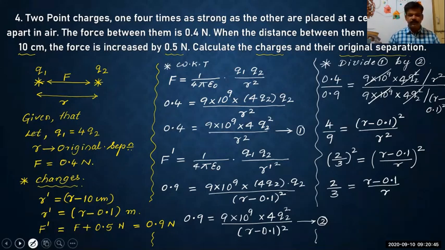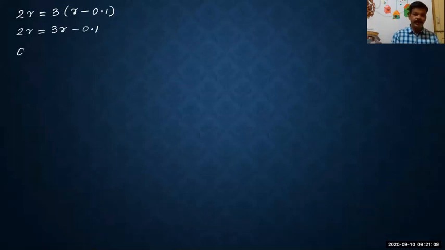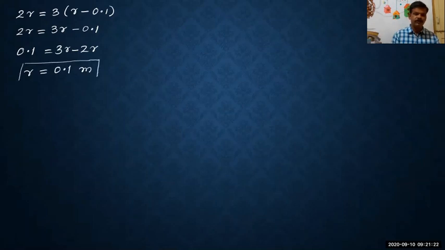The next step is the cross multiplication. It will be 2 into r is equal to 3 into r minus 0.1 on the RHS. Any problem, any doubt? Just multiply the RHS. 2r is equal to 3r minus 0.1, or it can be written as 0.1 is equal to 3r minus 2r, or r is equal to 0.1 meter. So therefore the original distance of separation is 0.1 meter.